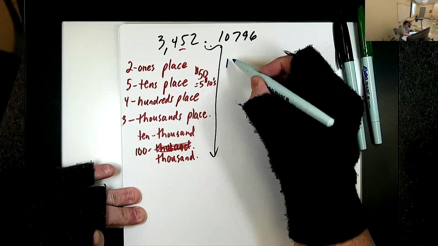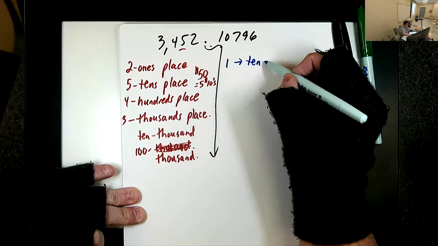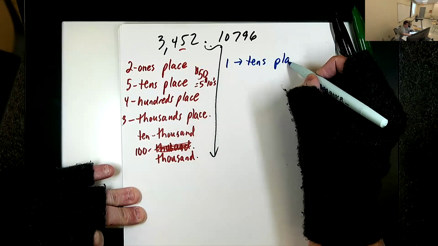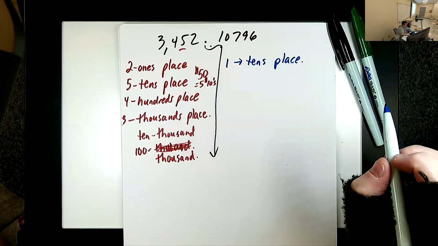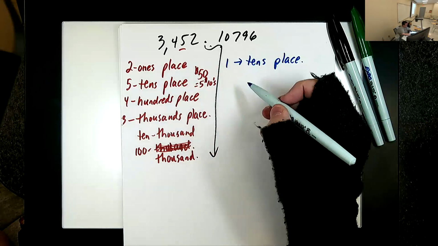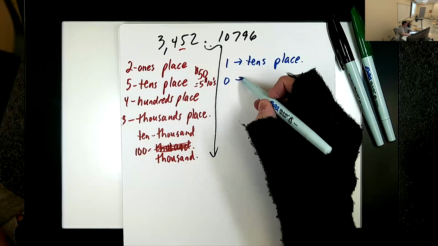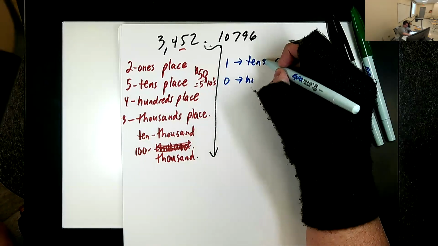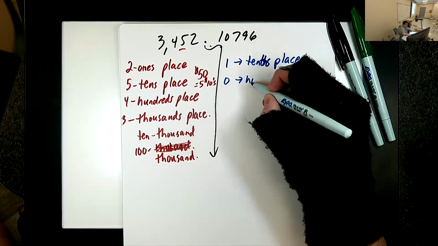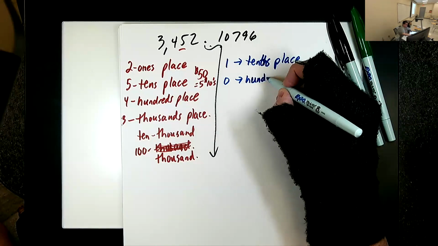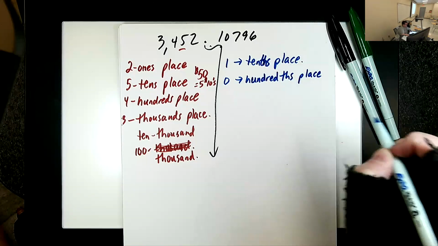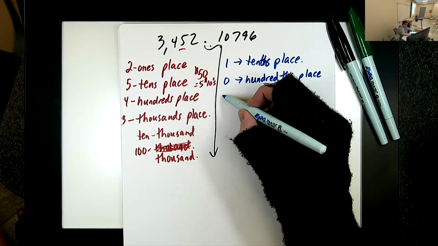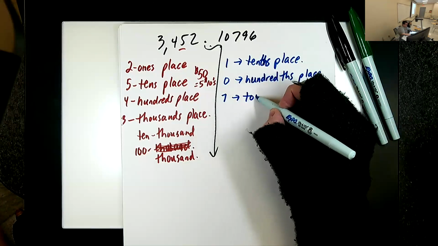The 1 here is in the tens place. It doesn't start with 1s. The 0 there is in the hundreds, not tens, tenths. I messed that up. The 0 is in the hundredths place. The 7 is in the thousandths place.